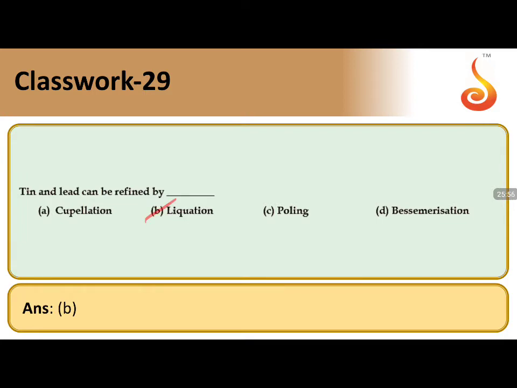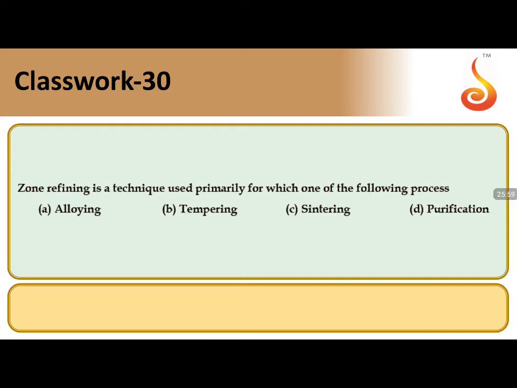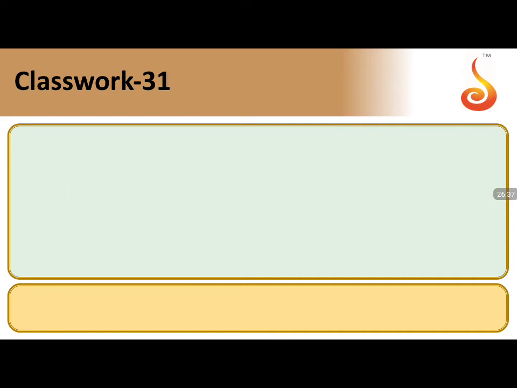Very good. That's done. Coming to question number 30: zone refining is a technique used primarily for which one of the following processes? Alloying? No. Tempering? No. Sintering? No. Purification? Yes. It is a refining process, crude metal to ultra pure metal. So the answer should be purification, so option D.